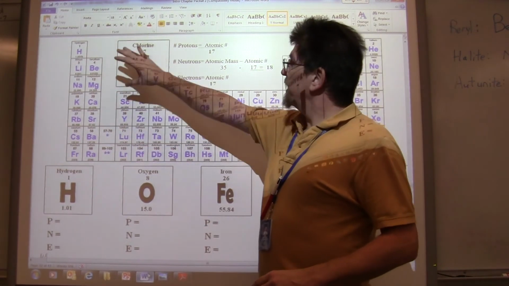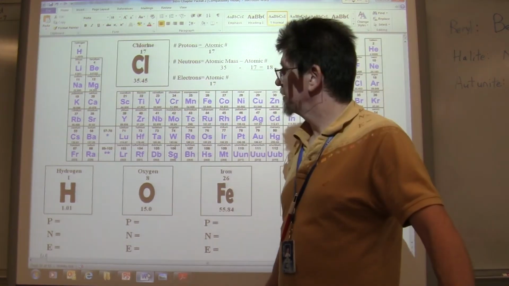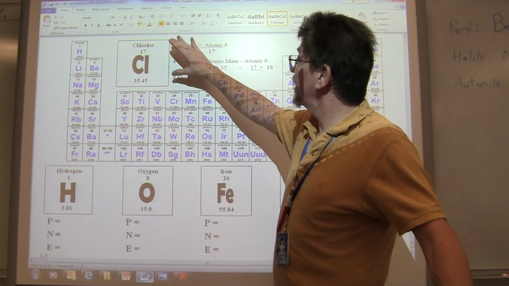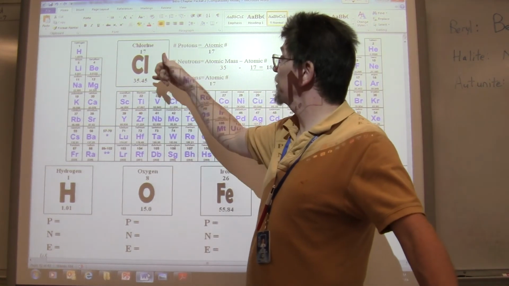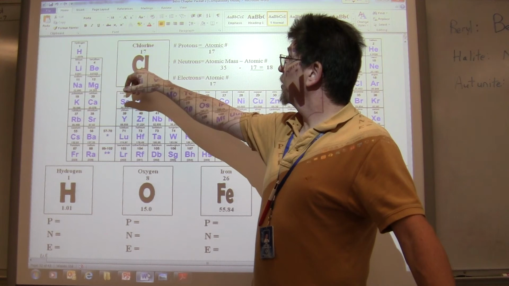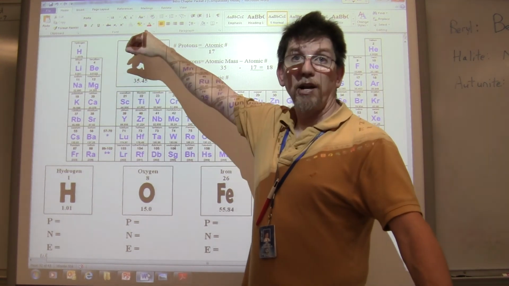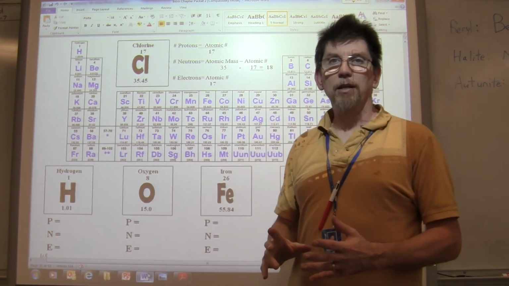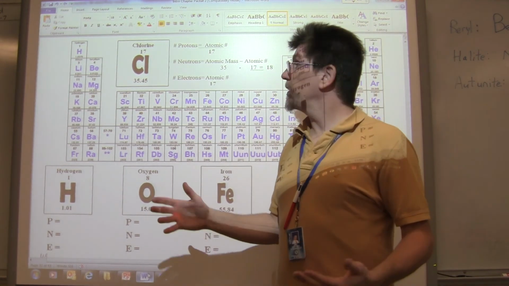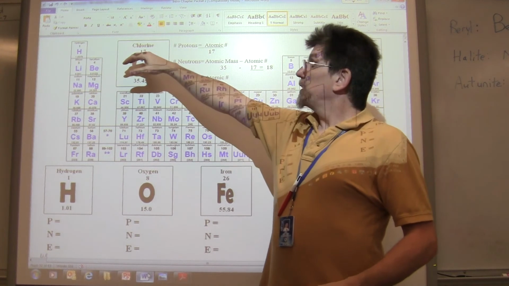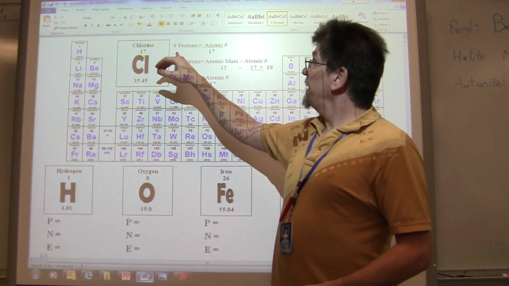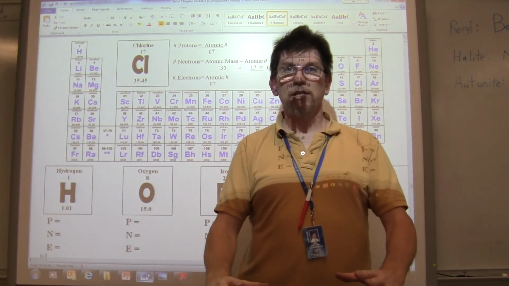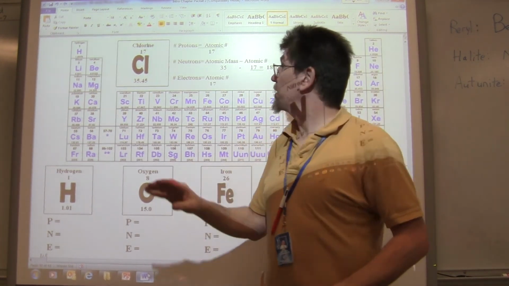First thing we want to look at is, how do we read the tiles? Now, by looking at a tile, it gives us information. It gives the atomic number, atomic mass, your element symbol, and your element name. Not all periodic tables will have the element name at the top, but some of them do. The atomic number is always equal to the number of protons. Always. That never changes.